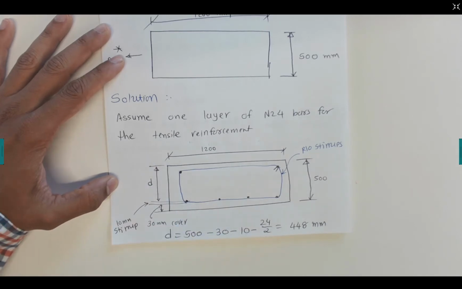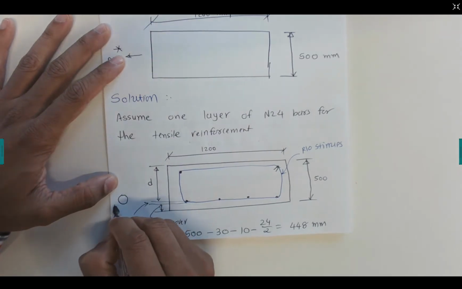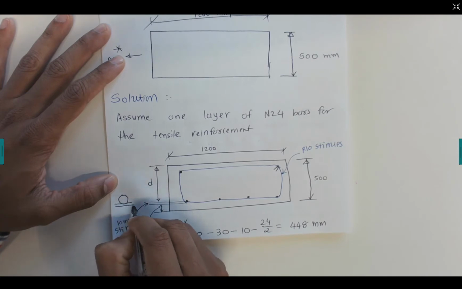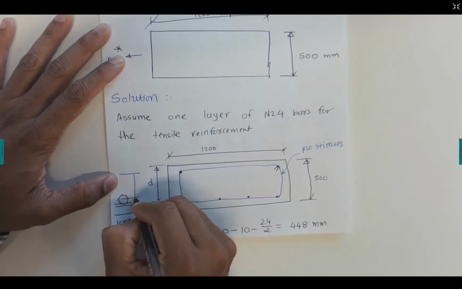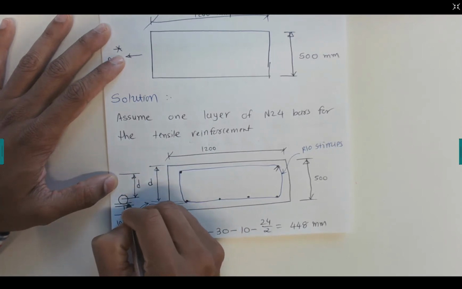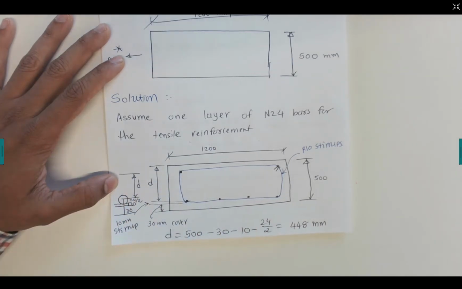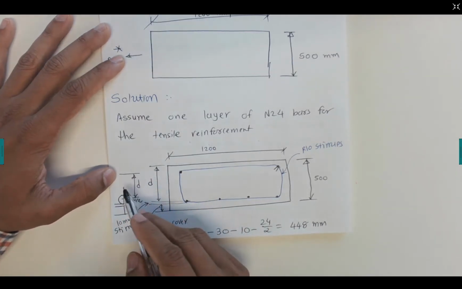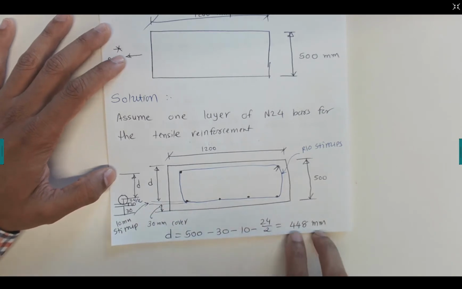If I draw it in a very simple format, this is the diameter, this is the stirrup, and this is the cover. So if I would like to know this distance small d, it should be 30 millimeter, 10 millimeter, and 24 divided by 2. That's how it is measured from the total depth D. Take away these three parameters to give us 448 millimeters.